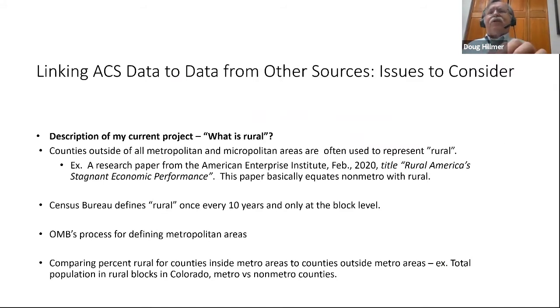One of the things that is often done is people will equate rural with outside of metropolitan areas. And this, I think, is rather misleading. Let me just review real quickly. By the way, there is an example of a paper that does that. The Census Bureau defines rural at the time of the census. Every block is either urban or rural. That is the beginning of the Office of Management and Budget's process for defining metropolitan areas. Comparing percent rural counties inside metro areas to outside metro areas is kind of revealing.